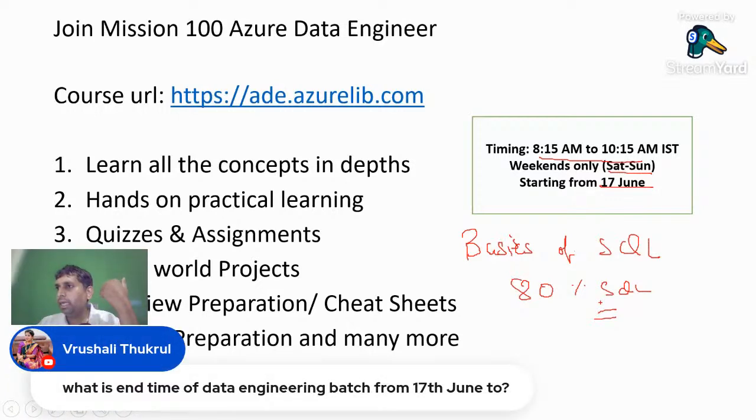What is the end time of the data engineering batch? From 17 June, it's a 3 to 4 month long course. Imagine that it will go through July, August, September, and somewhere around September, October, it will get finished.